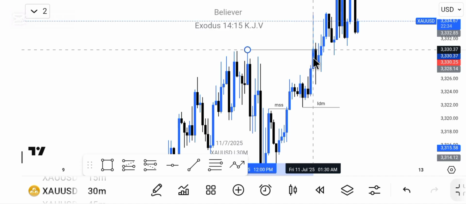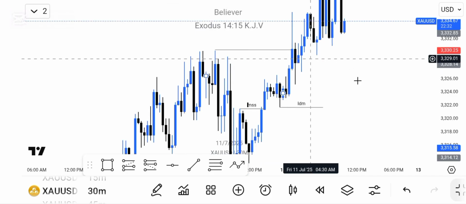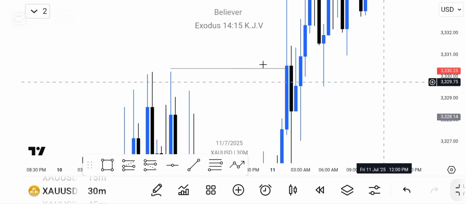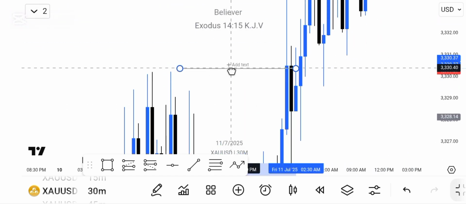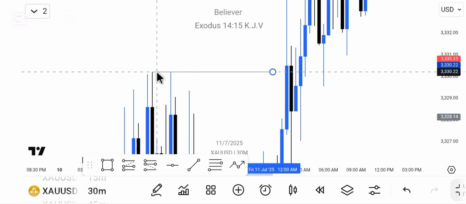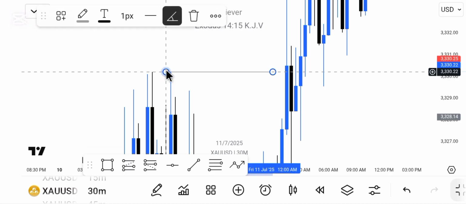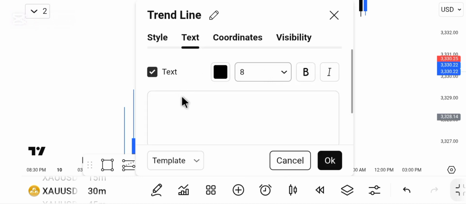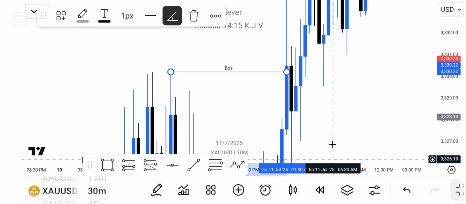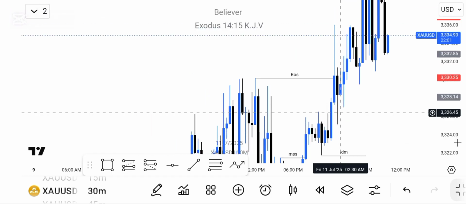This point, not the wick, not the candle wick. Please take note, it is actually the body of the candle that I'm looking at. This is the high here. Observe that is the body, not the wick, the body. So this is my breakout structure here. Okay, so that's the breakout structure.